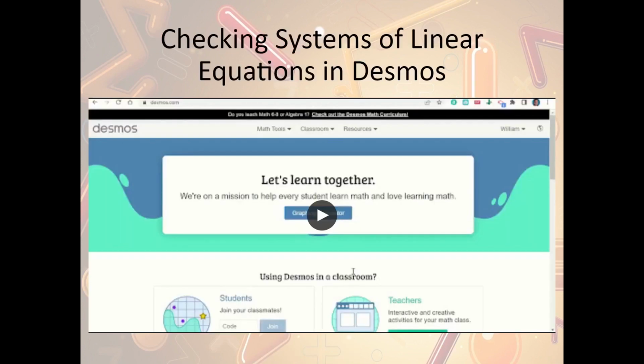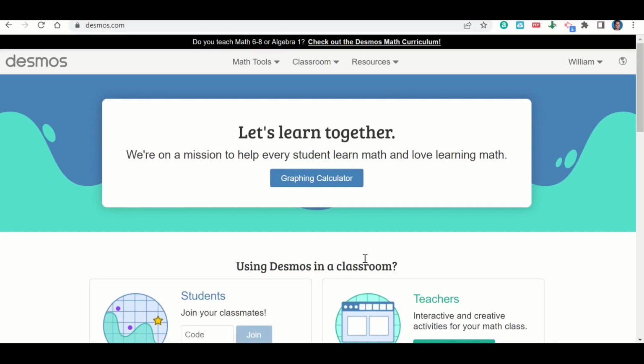Now there's a video here that shows you how to check systems of linear equations in Desmos. So go ahead and watch that video. Let's talk now about how we can use Desmos to check our work when dealing with systems of linear equations. So first thing we're going to do is go to desmos.com, which is here, and we're going to click on Graphing Calculator.